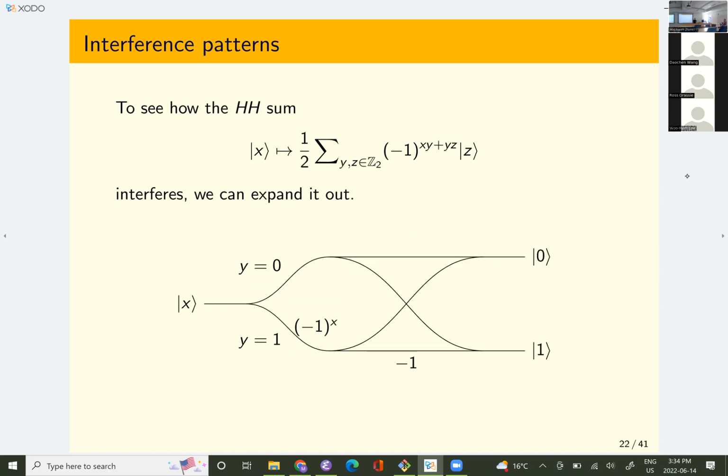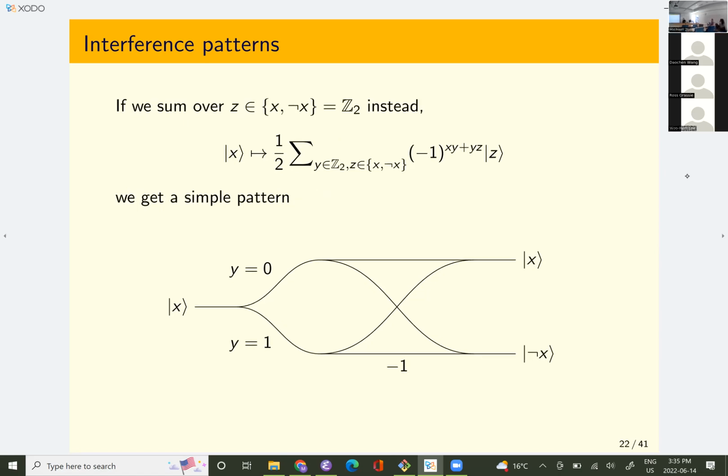If we further expand out the paths indexed by the values of z, we get this system of paths, right? With these two paths leading from x to 0, with a phase difference of -1 to the x, and two paths from x to 1, a phase difference of -1 to not x. And it's not easy to see where the interference occurs here, because we summed over 0 and 1. But what we can do instead is sum over x and not x. Sum the values of z over x and not x. So now we get this system of paths with recognizable interference patterns.